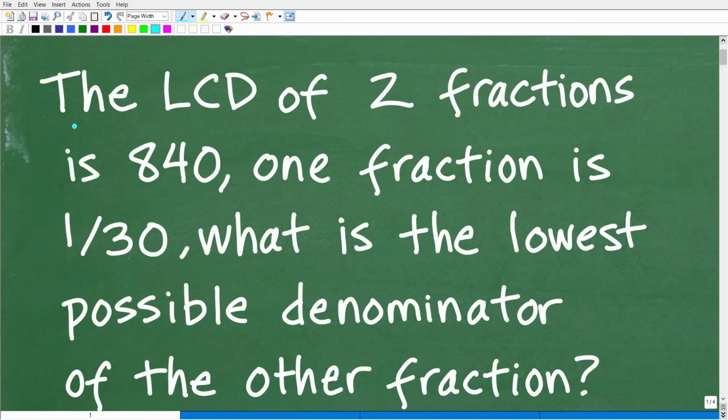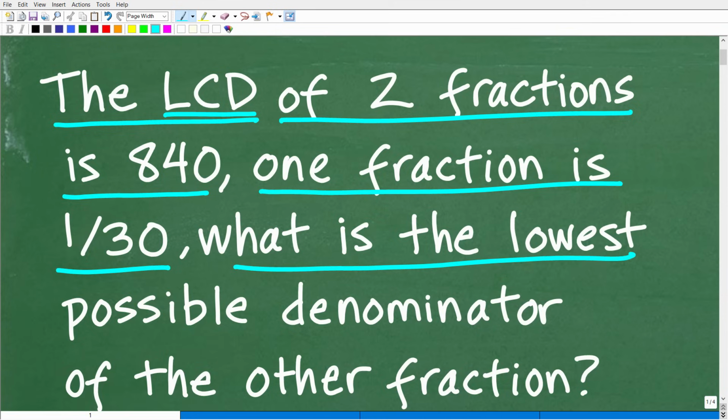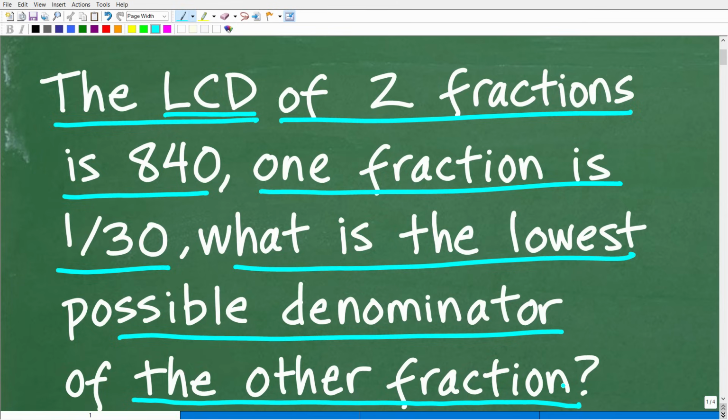It is the following. The LCD, which of course stands for the lowest common denominator, of two fractions is 840. One fraction is 1 over 30. What is the lowest possible denominator of the other fraction?